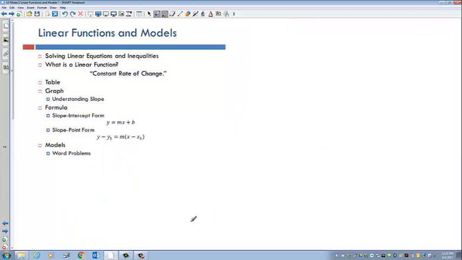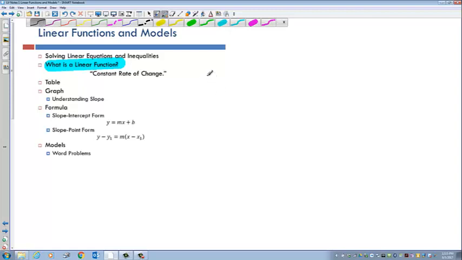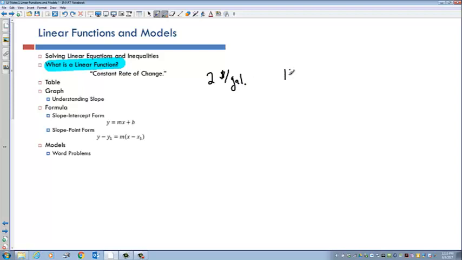Let's take a look at the question here. What is a linear function? What you want to realize is that you do linear things all the time. For example, if I go and buy gas, and let's make gas a nice number, suppose it's $2 a gallon. If you buy 10 gallons, you're going to multiply that by 2, and you're going to pay $20. What we say here is that the $2 per gallon, at least for that day, is a constant rate of change.